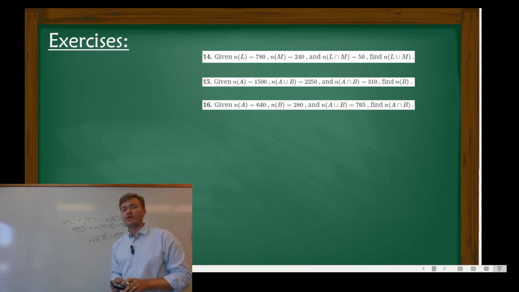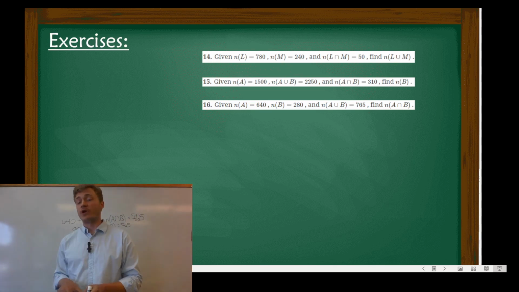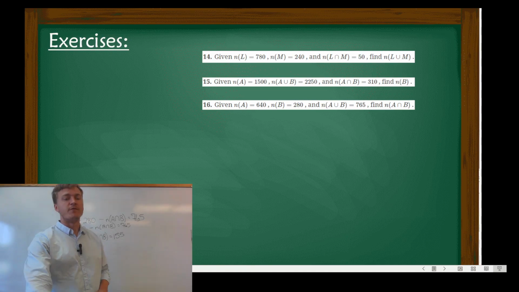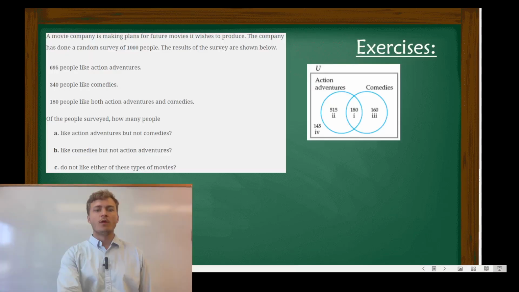So when we have a formula that is relating four numbers together, when given three of those numbers, we can always find the fourth unknown just by working with our inclusion-exclusion principle formula. We have an application involving a movie company. The movie company is making plans for future movies it wishes to produce. The company has done a random survey of 1,000 people. The results of the survey are shown below.